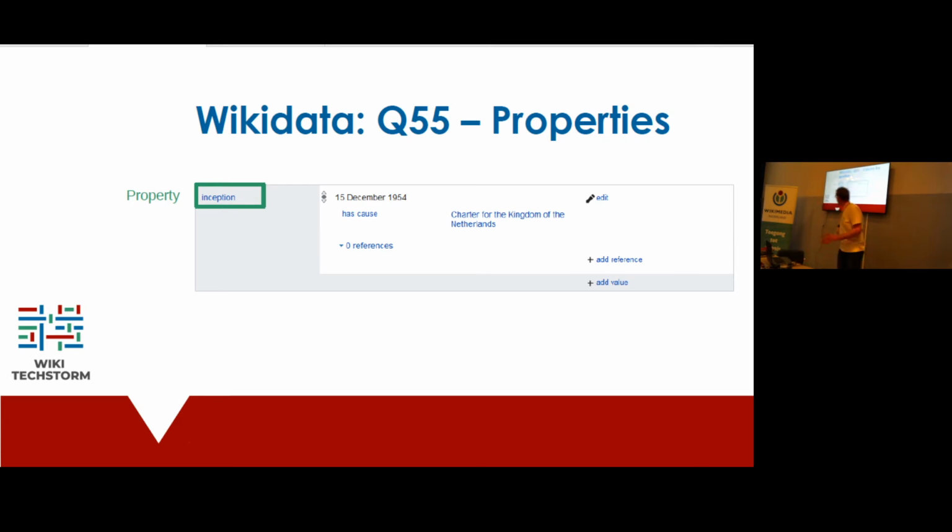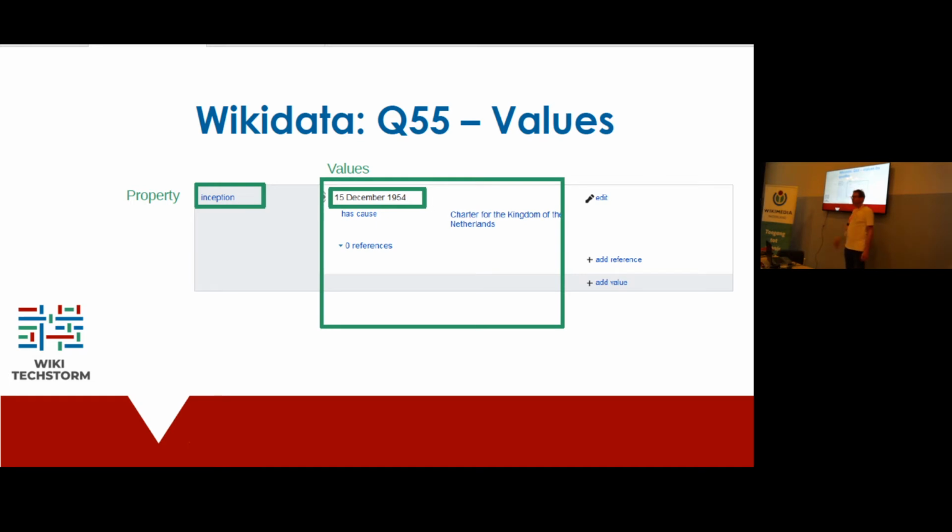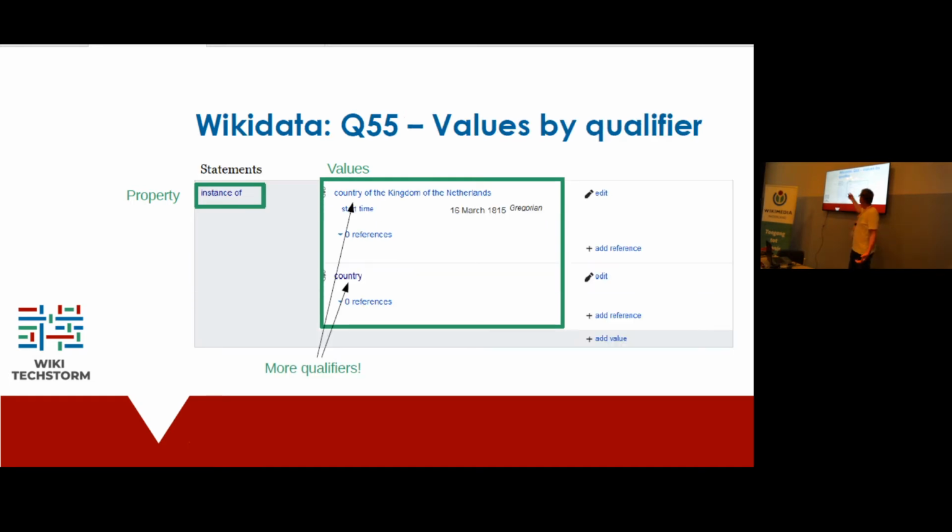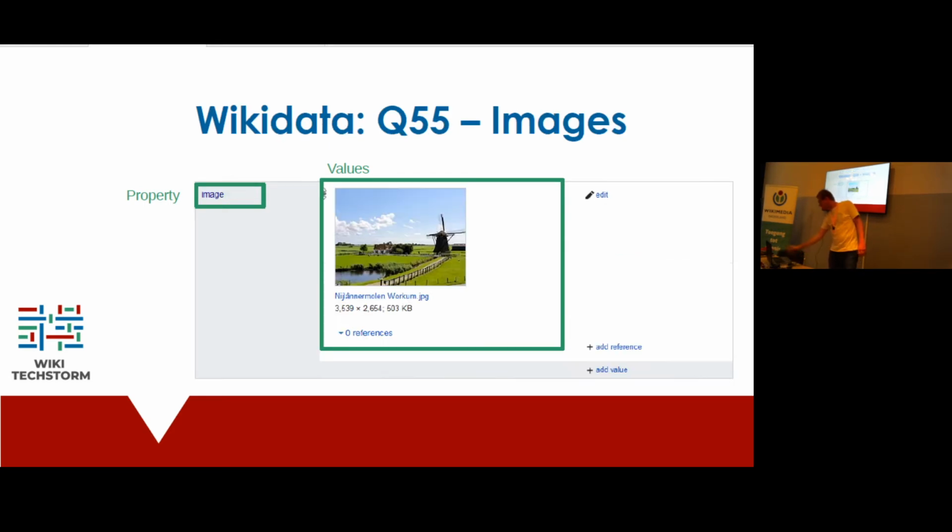There's another property, instance of. Well, it's a country. It's a country in the Kingdom of the Netherlands. These are also qualified. It's just linking all statements together to get the whole country there, with all information. We can even put images in it.